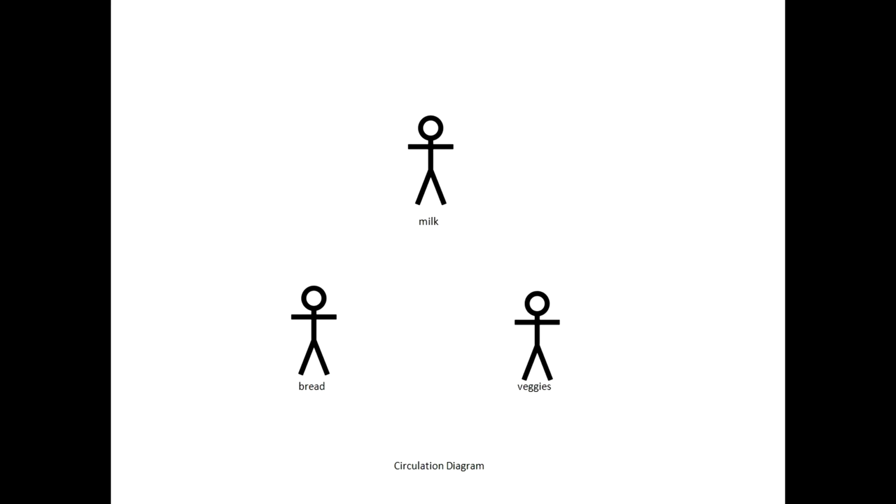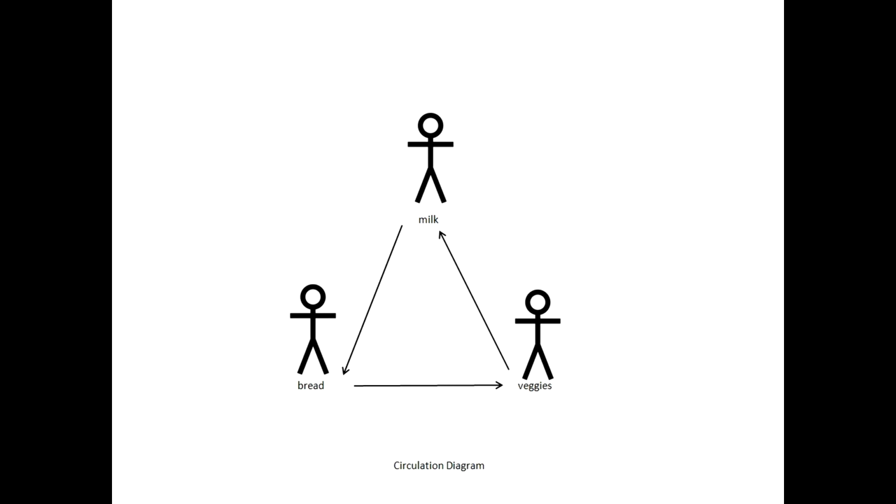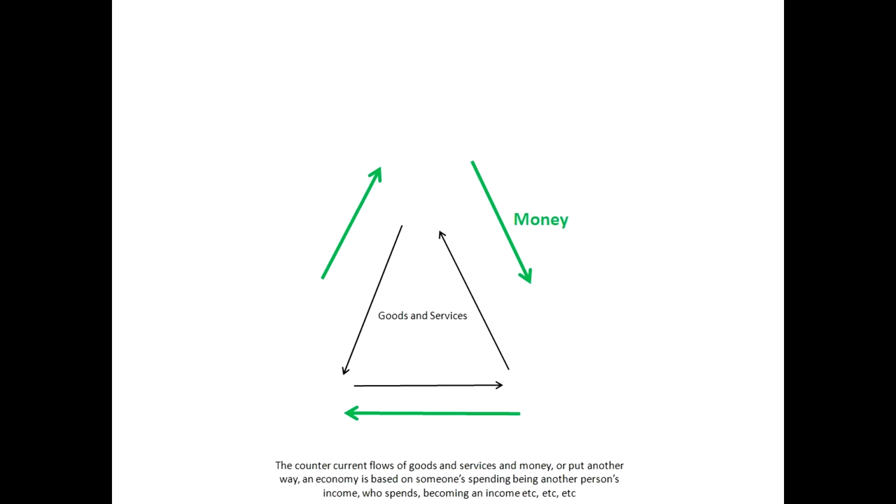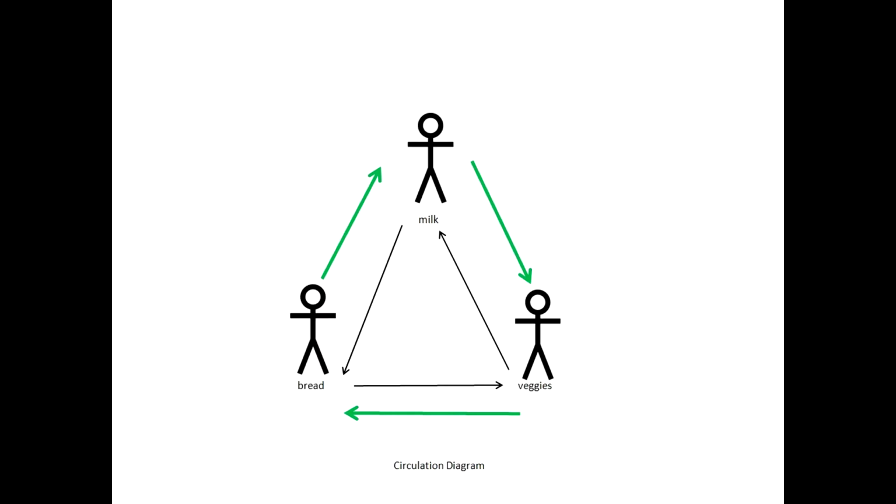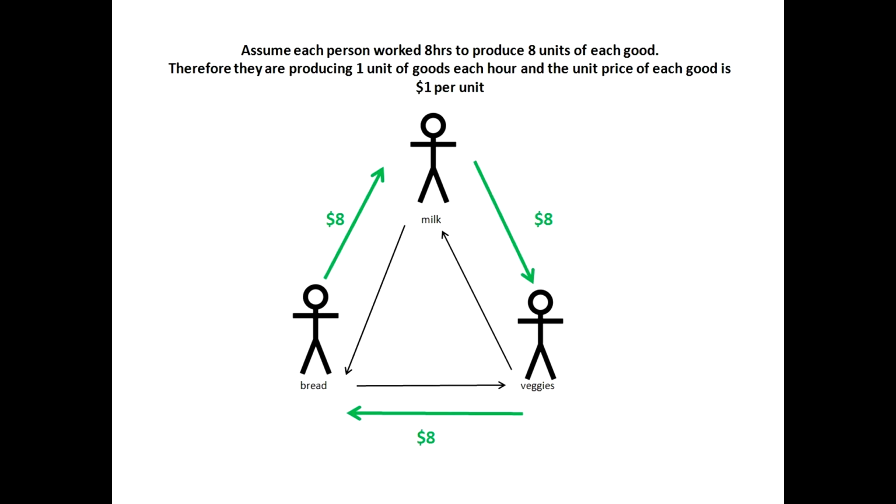So I'm going to start off with a scenario where we have some people producing goods in our economy, and they're going to trade their goods with each other. The black arrows indicate the direction of goods, and I'm going to have some green arrows to indicate the flow of money. We can see that the flow of money goes in the opposite direction to the goods, and that each person's spending is another person's income. There is a circulation of goods in the economy, and a circulation of money in the economy, and the circulation of money in our little scenario is equivalent to GDP in the larger economy.